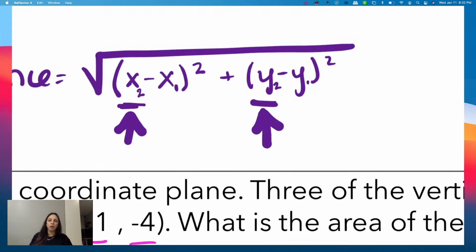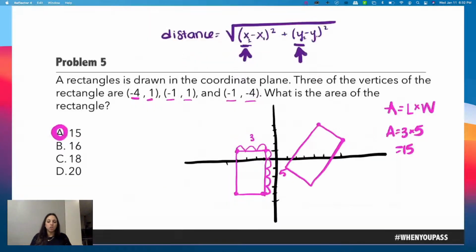You don't have to memorize those little 2's and those little 1's if it bogs up your memory. So all that said, I would have to do the distance formula from here to here, and then also the distance formula from here to here to be able to find my area. In this case, we didn't have to do that, but in a case where the rectangle is tilted, we would have to.